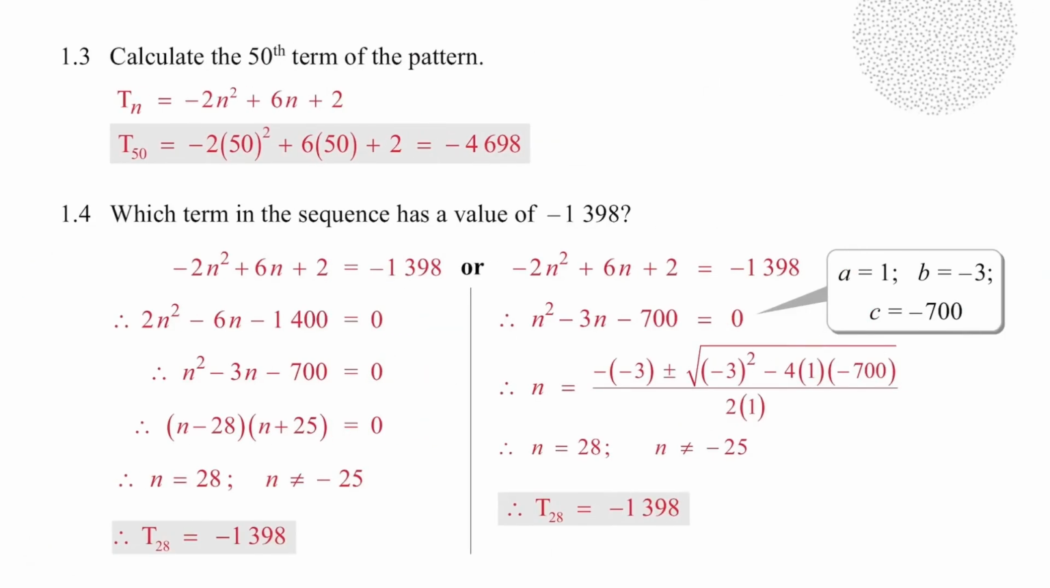To work out the 50th term, we take the value of 50 and replace n in the formula with 50 and calculate that the 50th term has a value of minus 4,698.